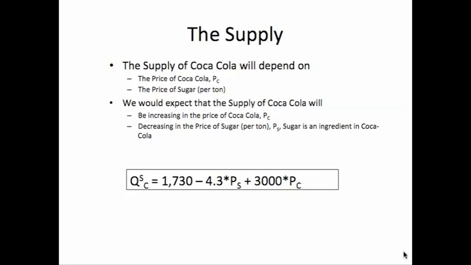So if we look in our supply function in the box at the bottom of the screen, the quantity supplied of Coca-Cola is equal to 1,730 minus 4.3 times the price of sugar plus 3,000 times the price of Coke. What we need to do moving forward, just like we will do with demand, is specify a value for the non-price determinants of supply. Here we'll specify a value for the price of sugar. And then we'll solve for an equilibrium.